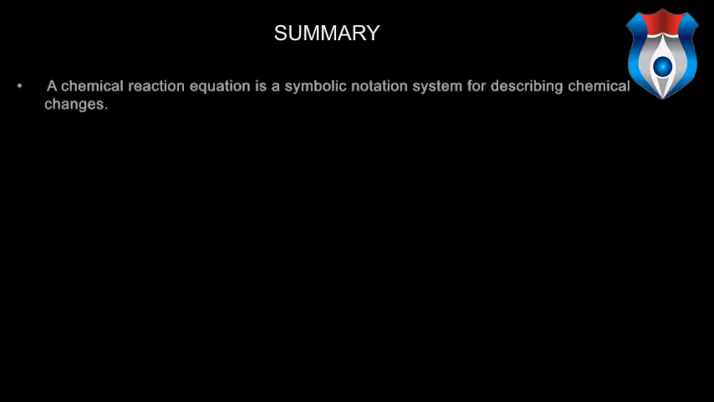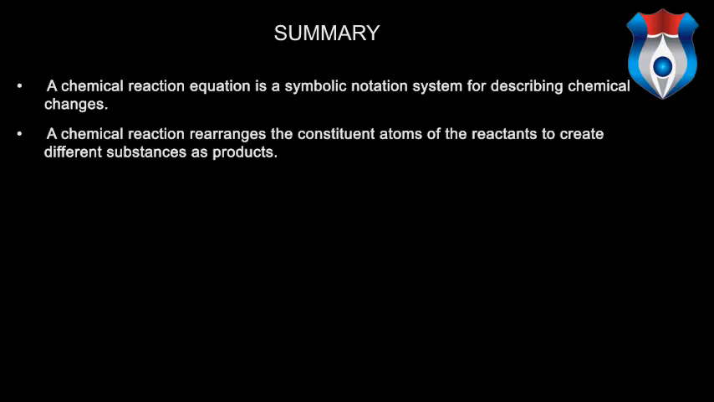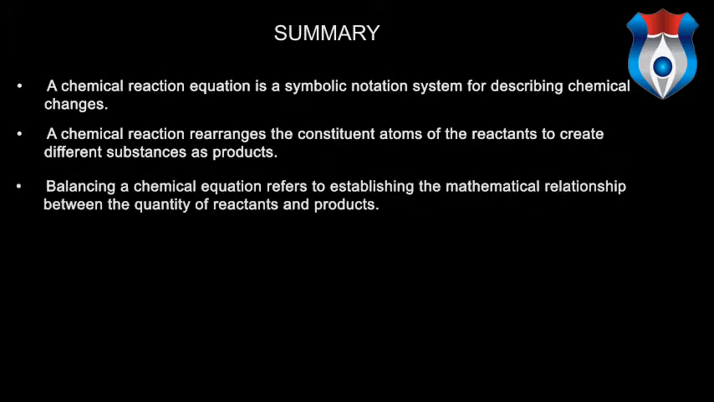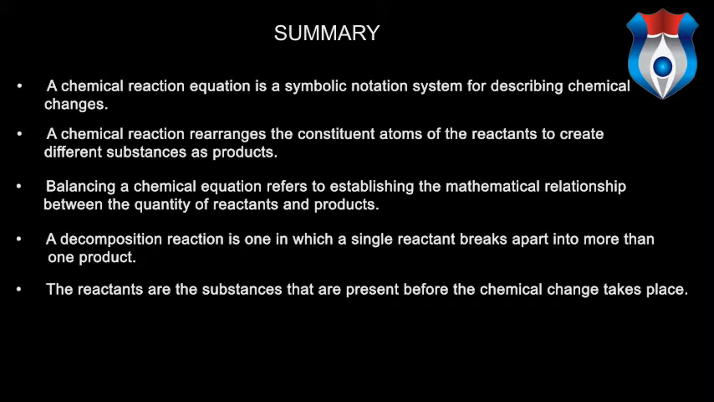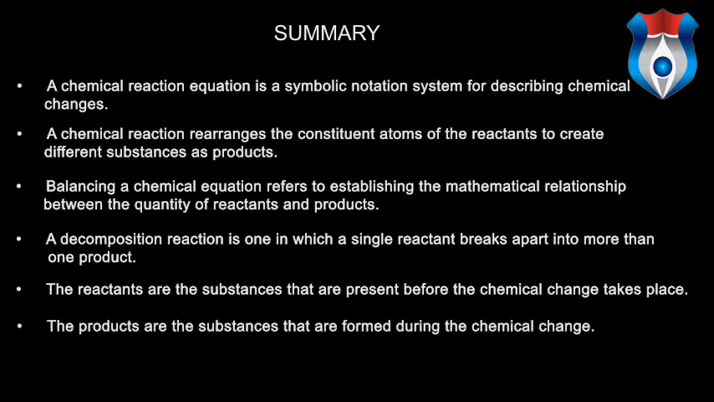Now in the end, let us summarize what we have learned in this lecture. A chemical reaction equation is a symbolic notation system for describing chemical changes. A chemical reaction rearranges the constituent atoms of the reactants to create different substances as products. Balancing a chemical equation refers to establishing the mathematical relationship between the quantity of reactants and products. A decomposition reaction is one in which a single reactant breaks apart into more than one product. The reactants are the substances that are present before chemical change takes place. The products are the substances that are formed during the chemical change.